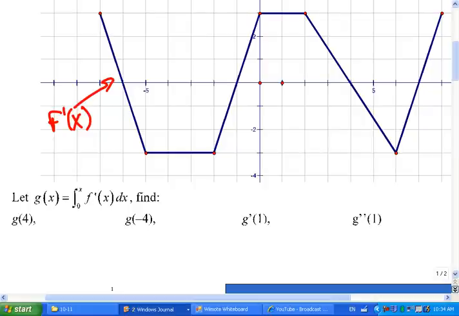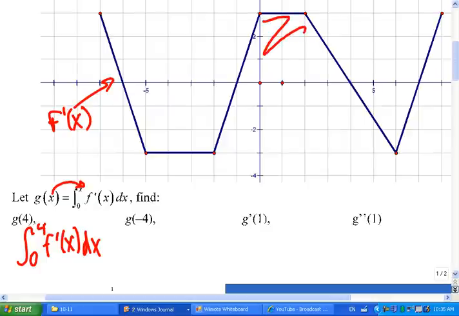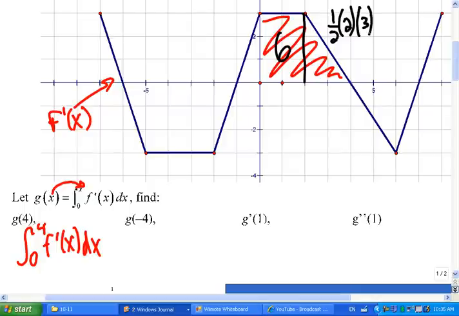g of 4 would mean that I put in 4 for x, so I would get the integral from 0 to 4. And if I look at the picture here, it would appear that this is the area that I'm looking for. So to do that, I could calculate the antiderivative. It has an area here of 6 units. And then this triangle is width 2 and height 3, so it would have 3 units of area there. So 6 and 3, this would be equal to 9. So it's possible to calculate that, interpreting the picture the way we have in the last block as well.